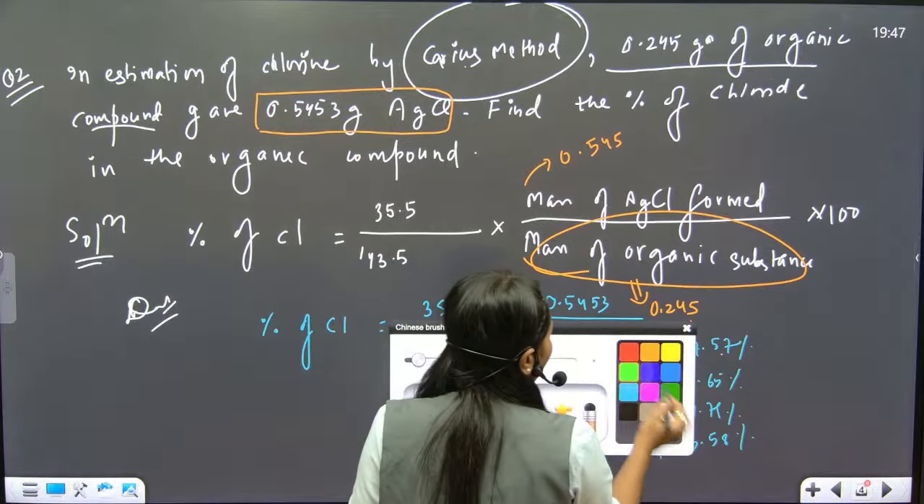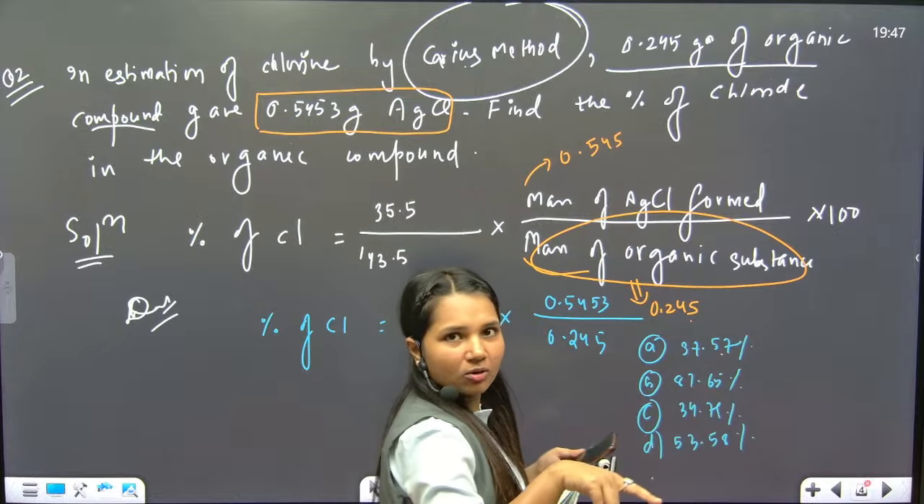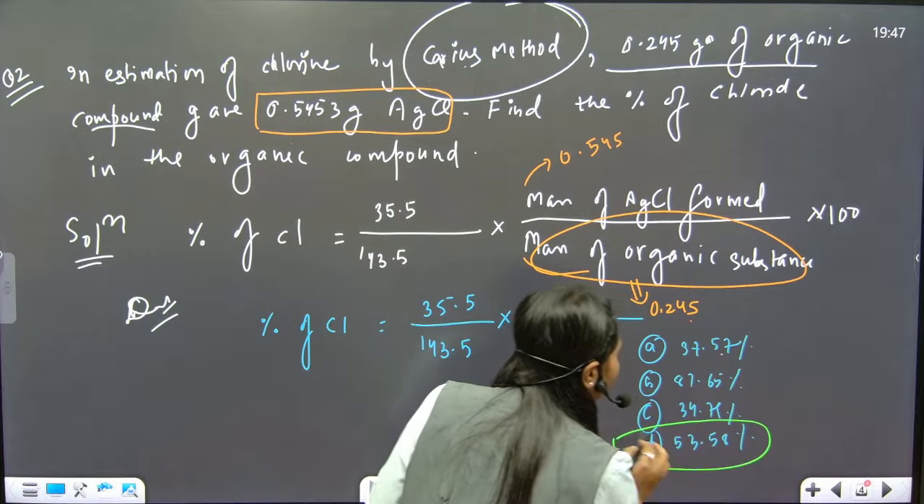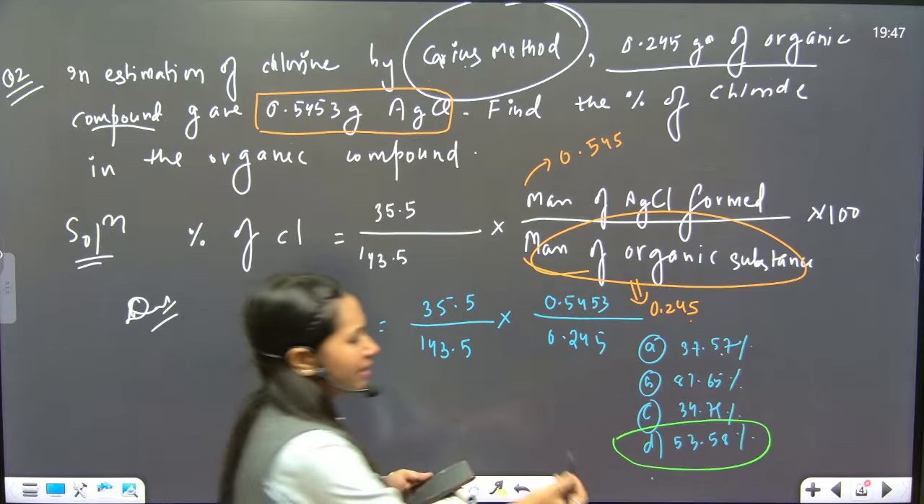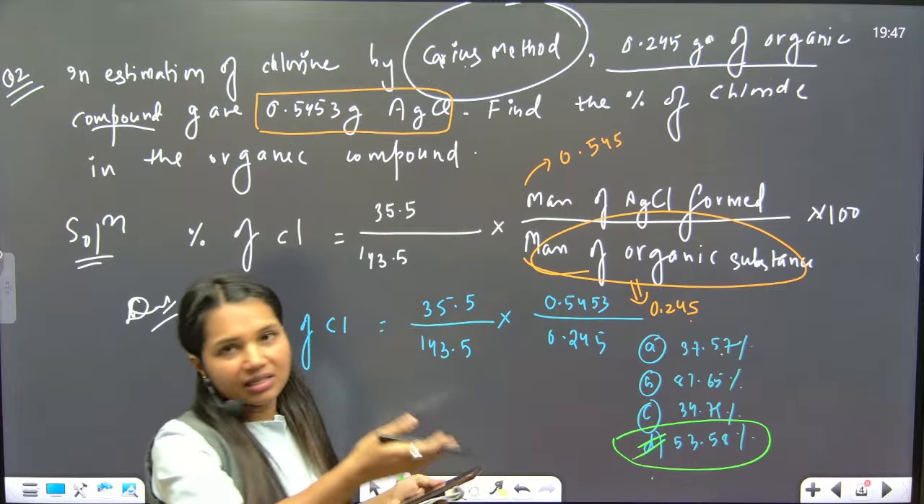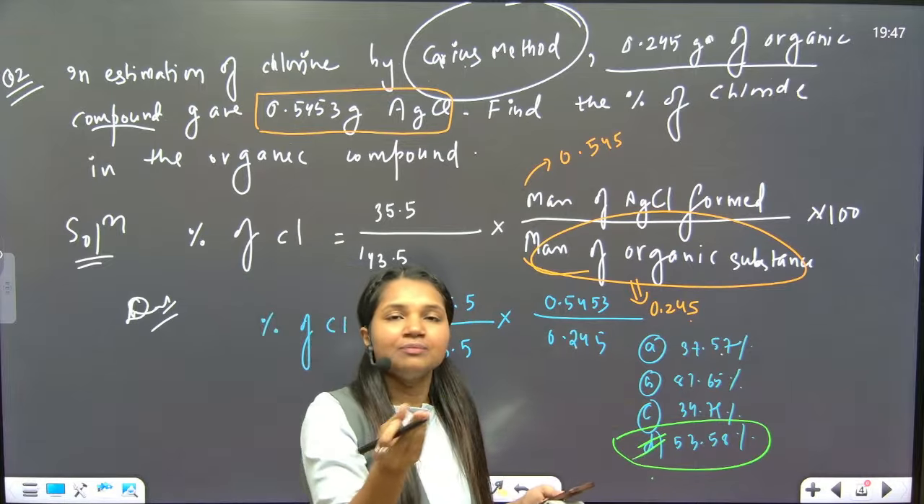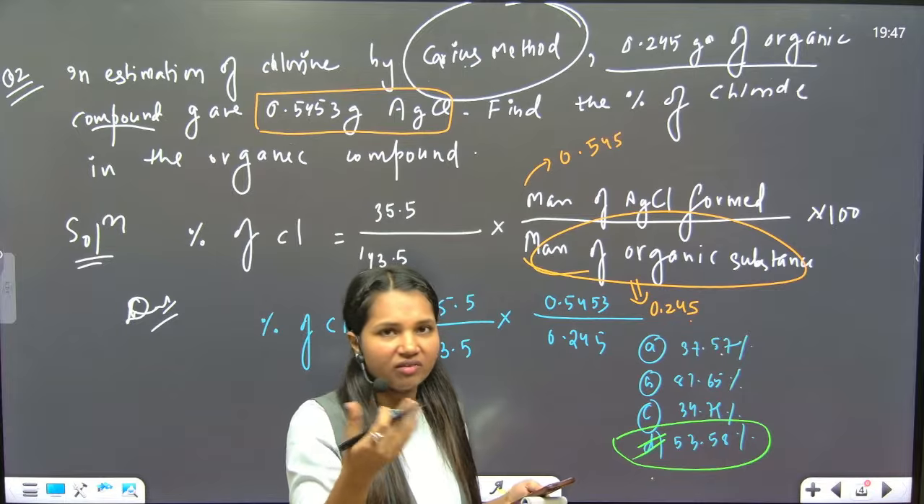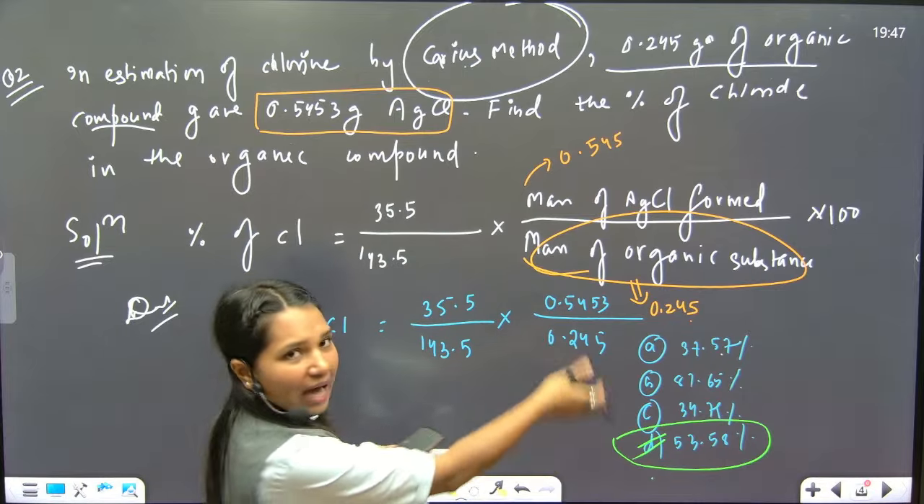When I did the calculation, my answer was coming near to 55 something. So it means that the correct answer is D. The good part is they have not given very close options. They have given quite a gap.